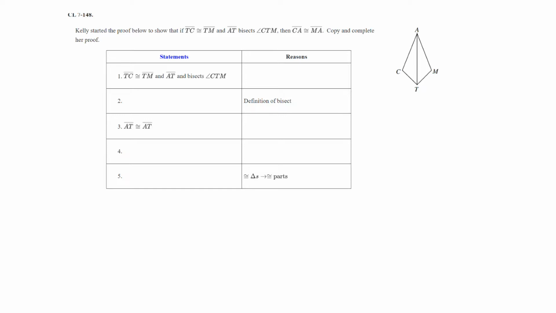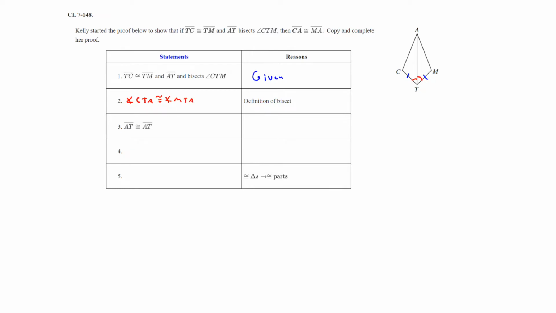So the first thing that is stated is what's given to us. So I'm going to mark this also on the figure that TC is congruent to TM, and line AT bisects angle CTM, which is this angle right here. If it bisects it, then it's going to cut that angle into 2 equal parts, which in turn will mean that these 2 angles are congruent. But you can see the second one here says definition of bisect. So if it bisects it, then we want to say that angle CTA is congruent to angle MTA.